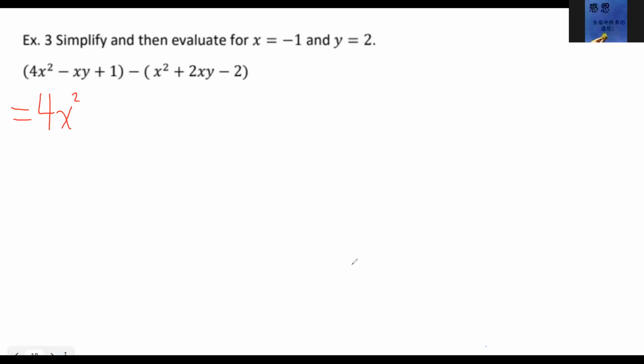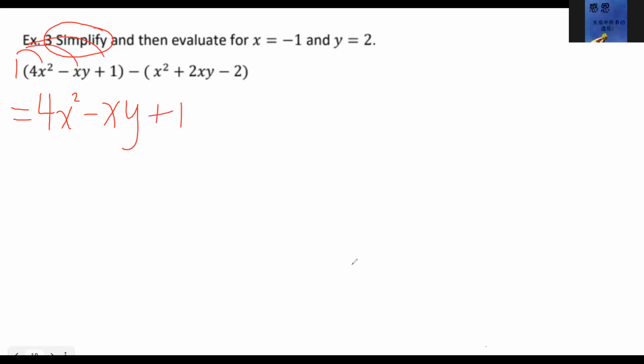So 4x to the power of 2. Yeah, or you can just say squared. Yep, squared. So x is minus 1. But don't worry about that. First, you have to expand and simplify. So you're multiplying everything in the first brackets by the number 1, distributive property. Minus x squared, xy minus xy, plus 1. Yeah, very good.